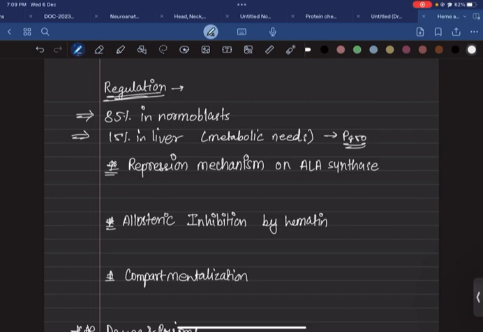Now 85% of heme is produced in erythroid cells or normoblast cells, which is then directed into the formation of hemoglobin, and the rest of the 15% is formed in the liver. Why, you may ask? Obviously heme was not only used for hemoglobin, right? It was also used for peroxidase, for catalase, for detoxification, and other metabolic needs of heme, right? So this is only 15% of the entire heme production, but it's still very significant.